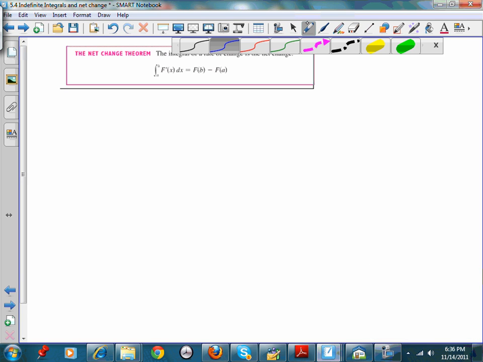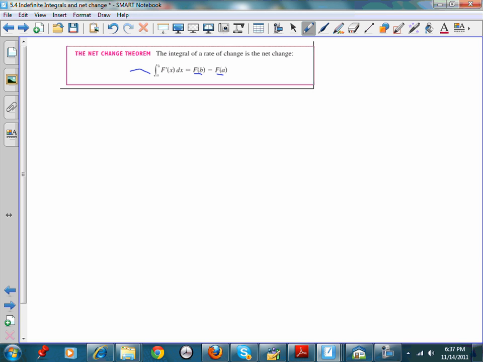Welcome back, as we continue our discussion of the integration process. We're in section 5.4, titled Indefinite Integrals and Net Change. Here there's nothing indefinite about this integral. We've got an a and a b. We're integrating this function f prime of x dx, and notice, what is the antiderivative of the derivative? Well, you get back to the original function. And this is the change, so this is measuring the change in the function capital F from b to a.